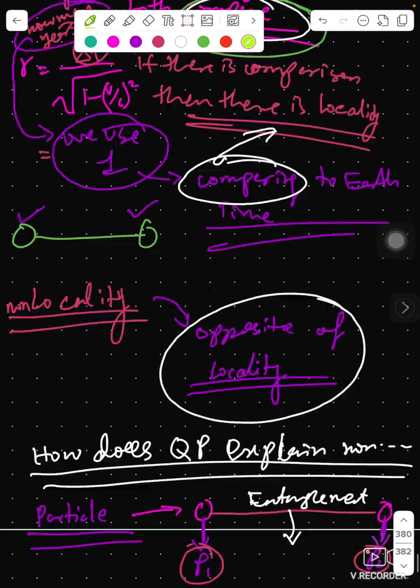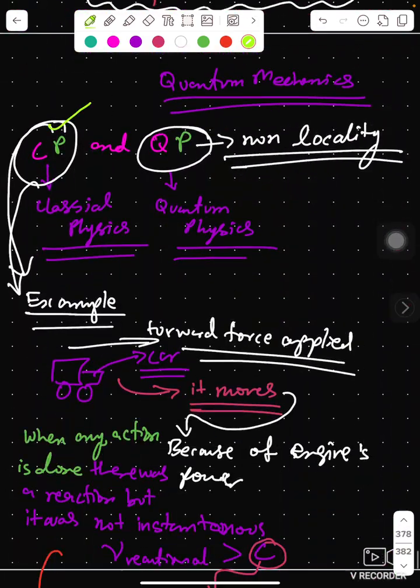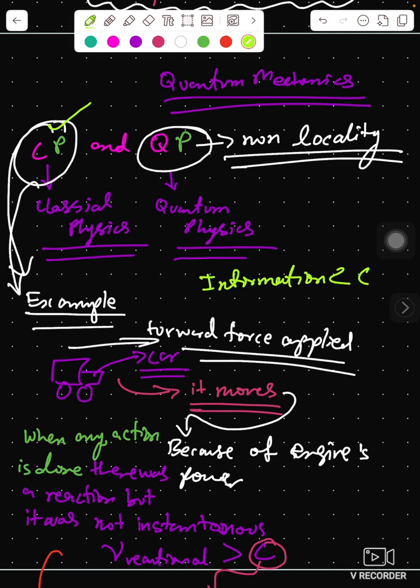We will keep in touch with classical physics, where information was slower than the speed of light. How? There's a ball kicked, there's a reaction, right? It doesn't happen instantly. There's some gap. Even though it's less time, in milliseconds, there is some time in between.